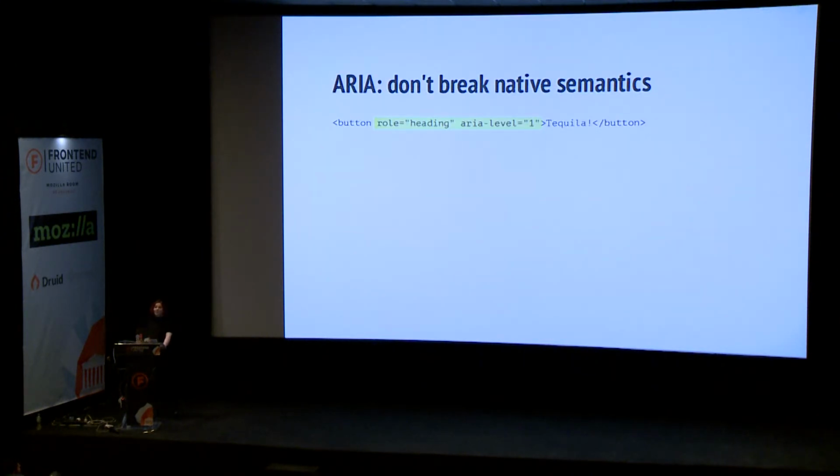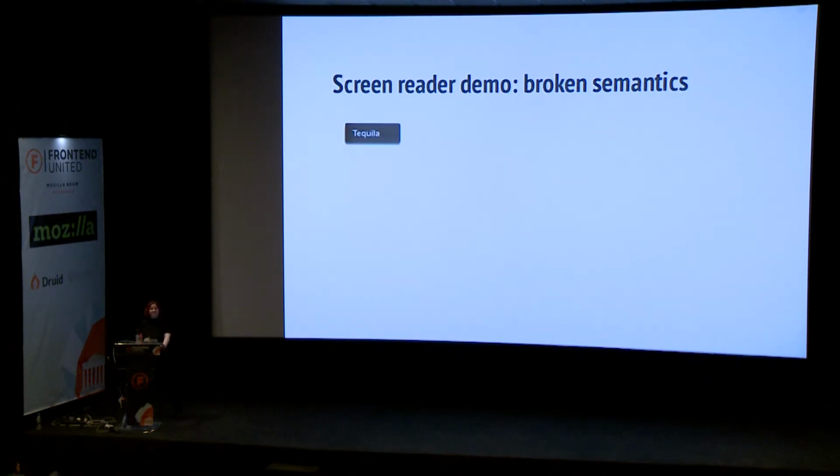Something else you can do to break things for screen reader users is breaking the native semantics and confusing things. So what happens if we take a button element and give it a role of heading and an ARIA level of 1? So we're going to try and convince a screen reader now that this thing that actually is a button, looks like a button, probably behaves like a button, is, to all intents and purposes, a heading. Heading level 1, Tequila.